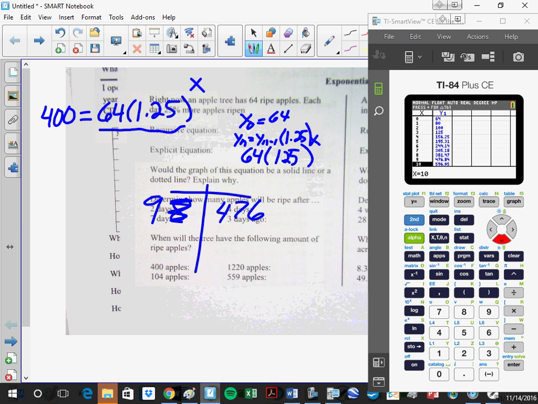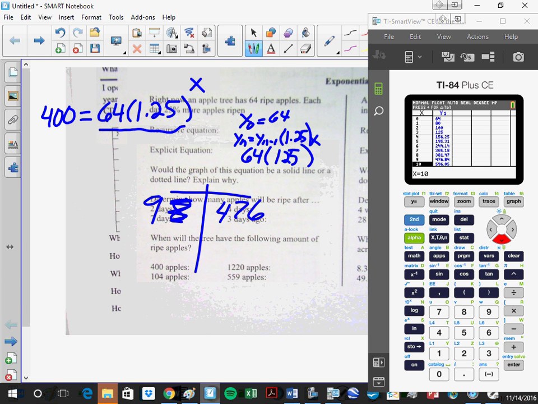You round everything down. Even if it was 306.9999, you still round it down because it's not a fully ripe apple, so it doesn't get counted as an apple. When you're dealing with people, you can't have half a person. Even if you're really short, you're still a full person. So if you are dealing with whole items, you always round down. You never round up. In fact, just forget that the decimal's even there.